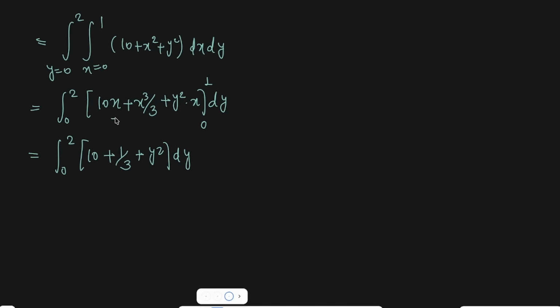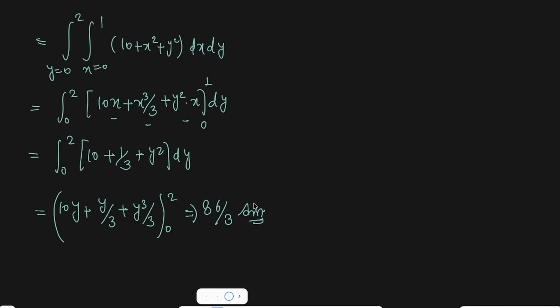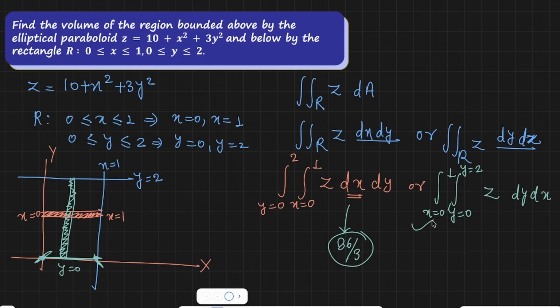When you put 0, it will be 0, so that's why I'm not putting 0 here. Now it is 0 to 2, and you take the integral with respect to y, that will be 10y plus y by 3 plus y cube by 3, from 0 to 2. When you solve this limit, you will get 86 by 3 as the answer. When you solve the other integral, you will also get the same answer. Okay, this is the meaning of this.